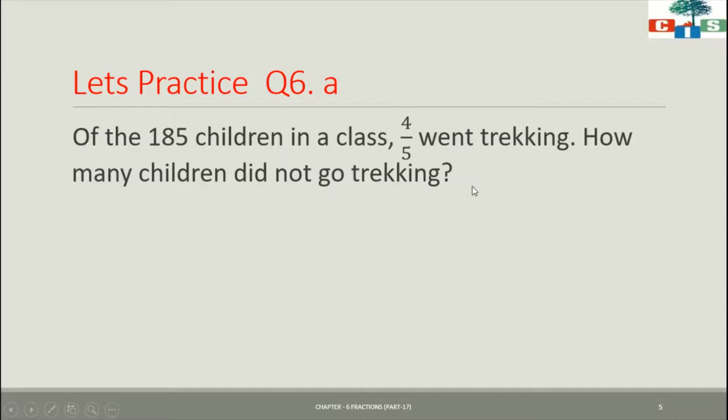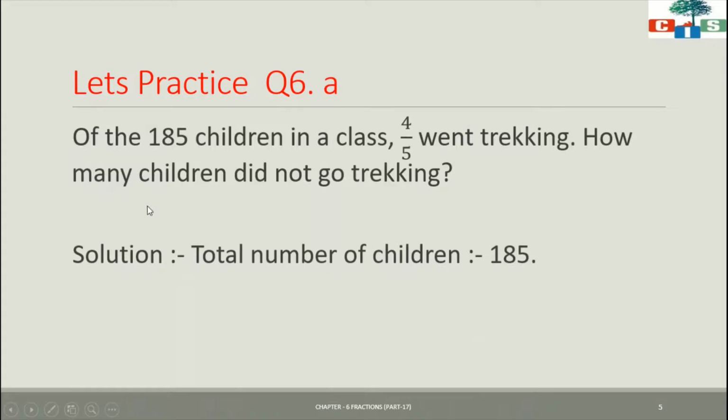So scholars, first of all, we will write the statements. So how to write the statements? We will see the first number in our question. So here we have 185. So what does this 185 indicate? This 185 number indicates the total number of children in a class. So the first statement is total number of children is 185.